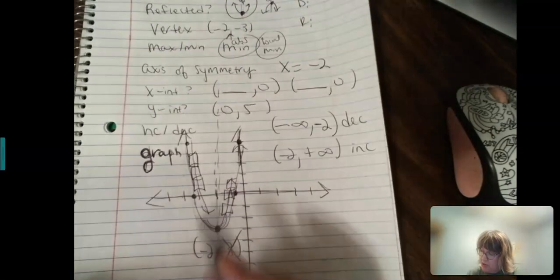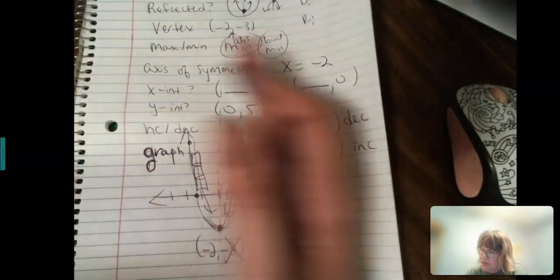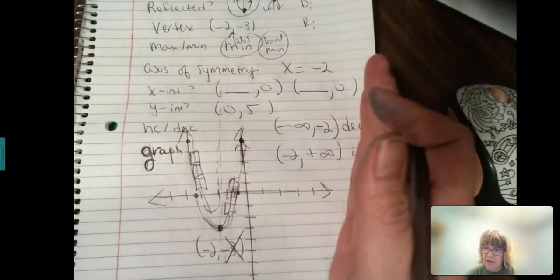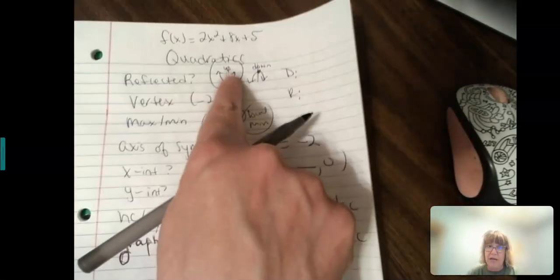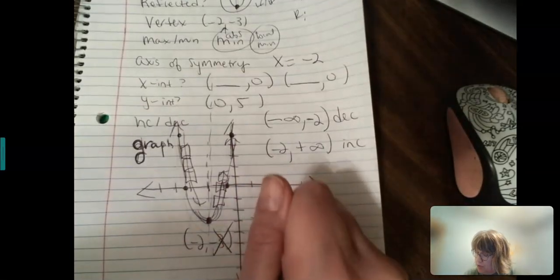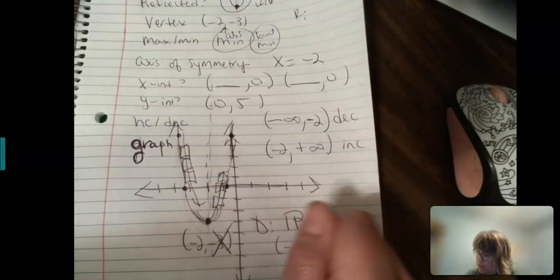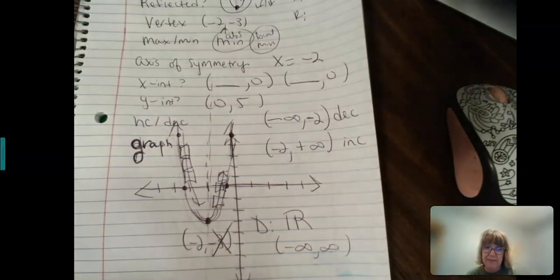Okay, domain and range. So domain is like you read a book. Every x value is allowed. Positives are allowed, zero is allowed, negatives. You can sub whatever you want into that thing. So domain is either all reals, or you could do -infinity to infinity.